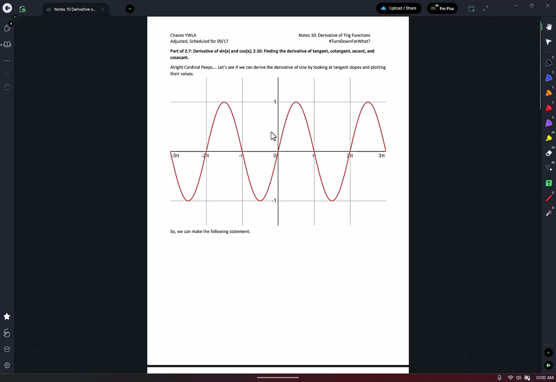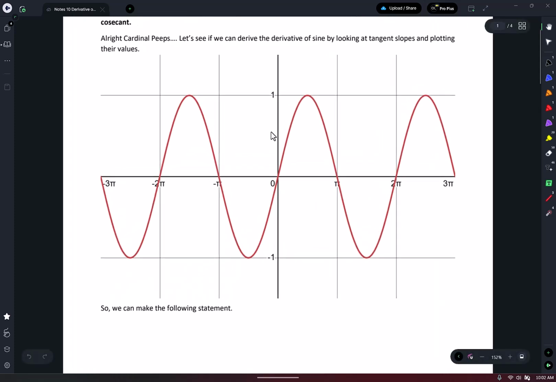Here we go. So what you're looking at is what function is that? Sine or cosine? That's sine. Yay, we all took pre-cal. That's good.